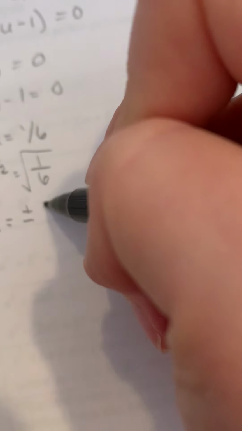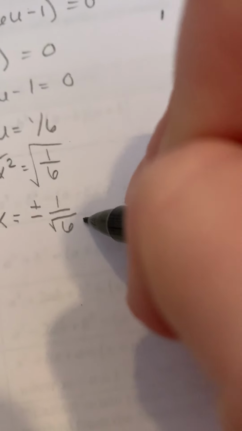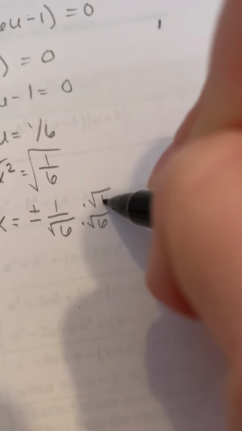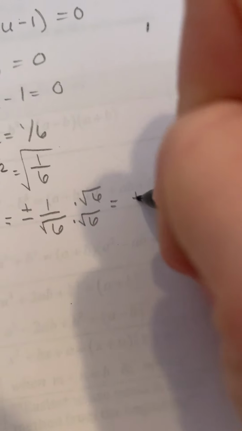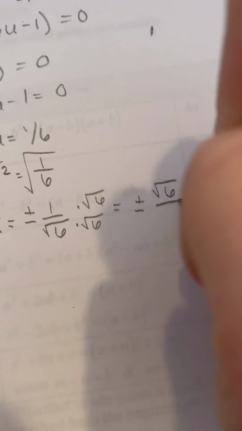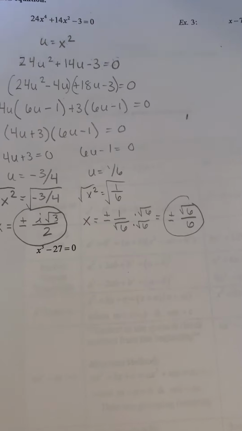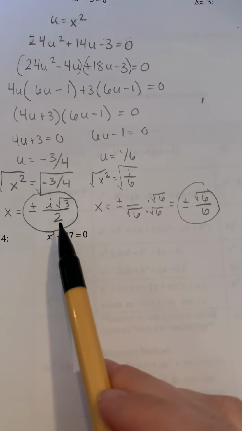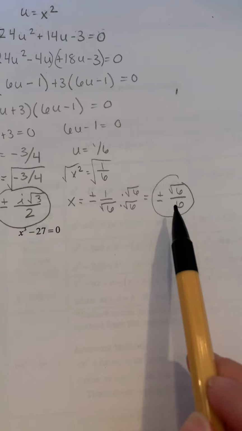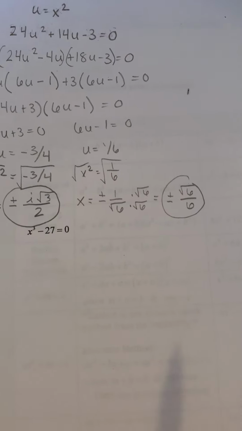In this problem, we'll take our square root. The good news here is that we don't have an imaginary, but we do have to rationalize. So this would be 1 over root 6, we'll now multiply by root 6 over root 6, and that gives me plus or minus root 6 over 6. So here are really my 4 solutions. Plus or minus i root 3 over 2 and plus or minus root 6 over 6.